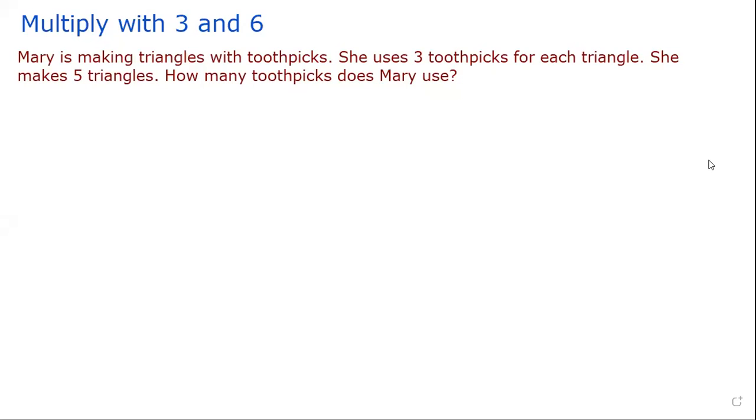So let's solve this with a picture, okay? We know Mary's making a triangle. Triangles have 3 sides. She uses 3 toothpicks for each triangle. She makes 5 triangles. Let's look at our important information first. We know she's making triangles, using 3 toothpicks for each triangle, and making 5 triangles. To find out how many toothpicks she's going to use, I'm going to write a multiplication equation. 5 triangles times 3 toothpicks in each triangle is going to tell me how many I have altogether.